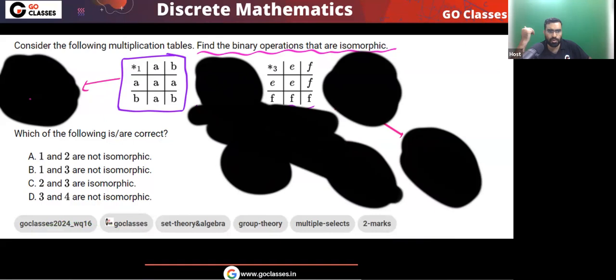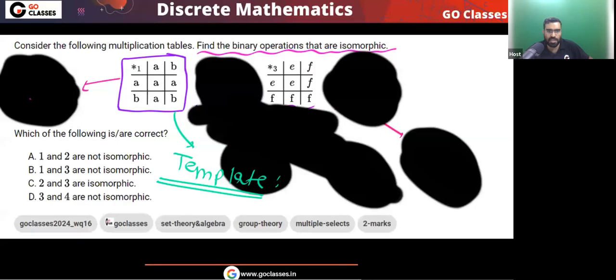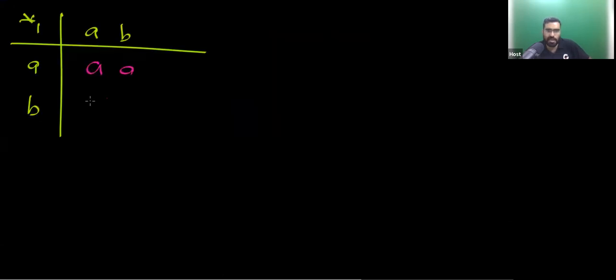Now you tell me, in this one, can you notice what the template is? Just focus on the template only. The template is like this: A is the dominator, A is dominating. This is your first operation. You have AA, AB.